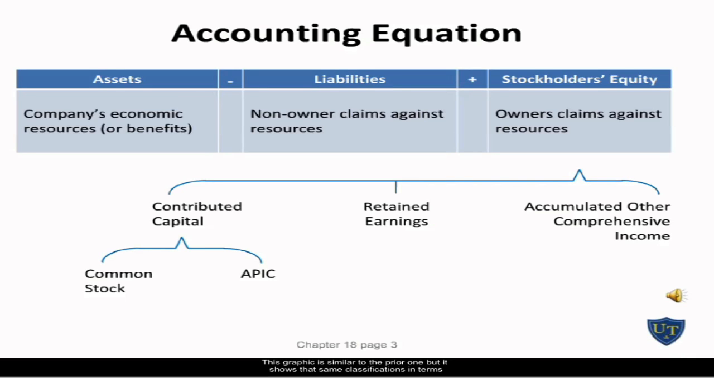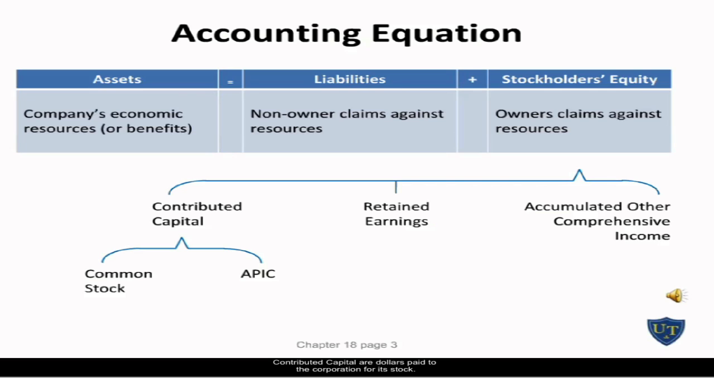This graphic is similar to the prior one, but it shows the same classifications in terms of the accounting equation. Our focus in this particular chapter is on stockholders' equity, owners' claims against the resources. As we talked about and shown below the blue graphic, we're going to break those owners' claims into three sources: contributed capital, retained earnings, and accumulated other comprehensive income.